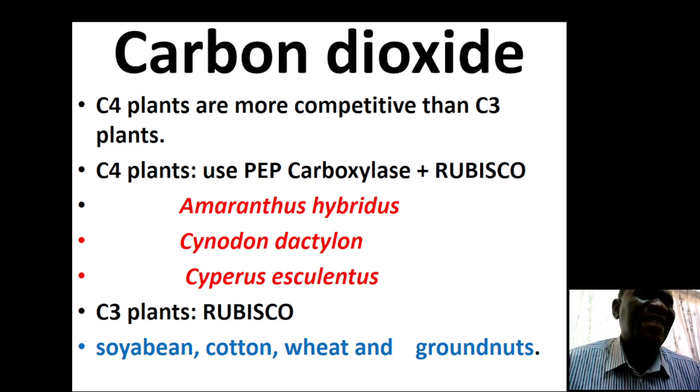Then we have got C3 plants, which only utilize rubisco. These have got limitations in utilizing carbon dioxide for the photosynthetic process, which results in carbohydrates, which are required for growth. So soybean, cotton, wheat and groundnuts could probably have reduced growth compared to the C4 plants.